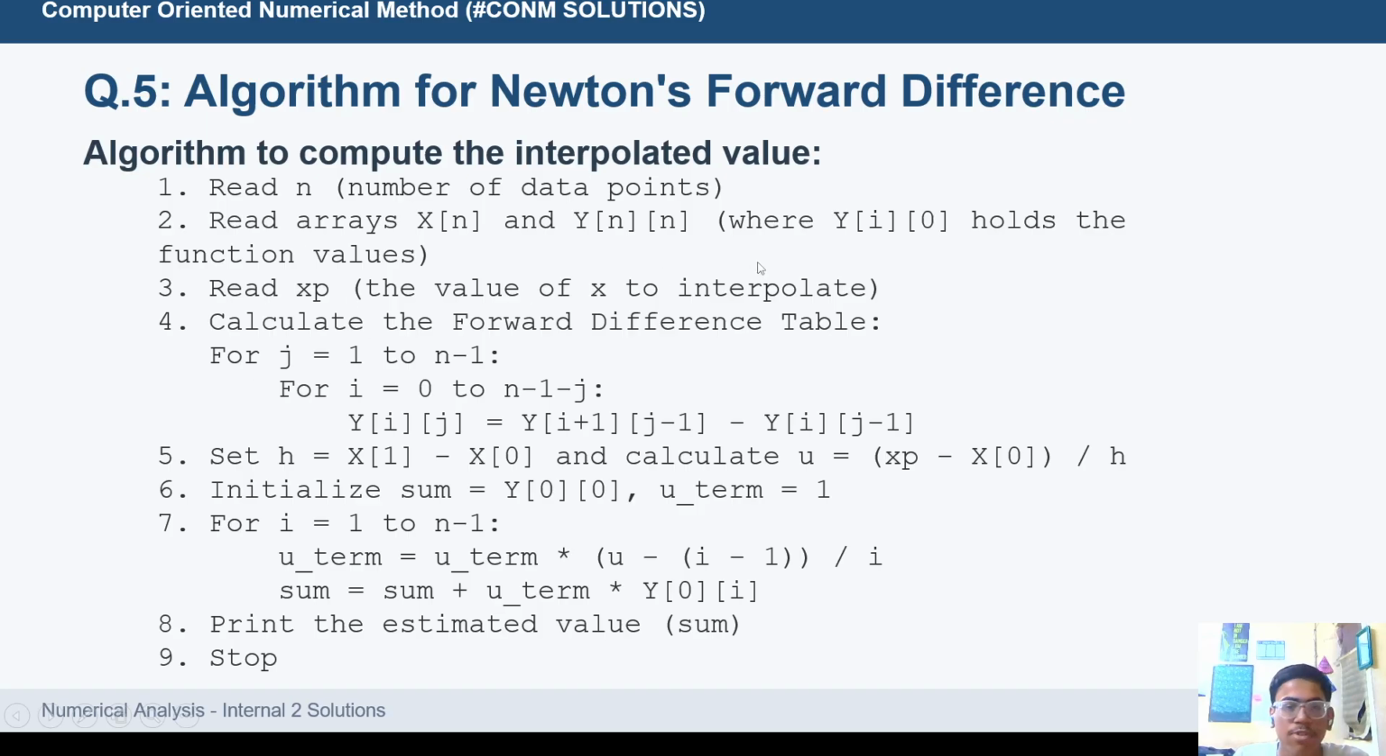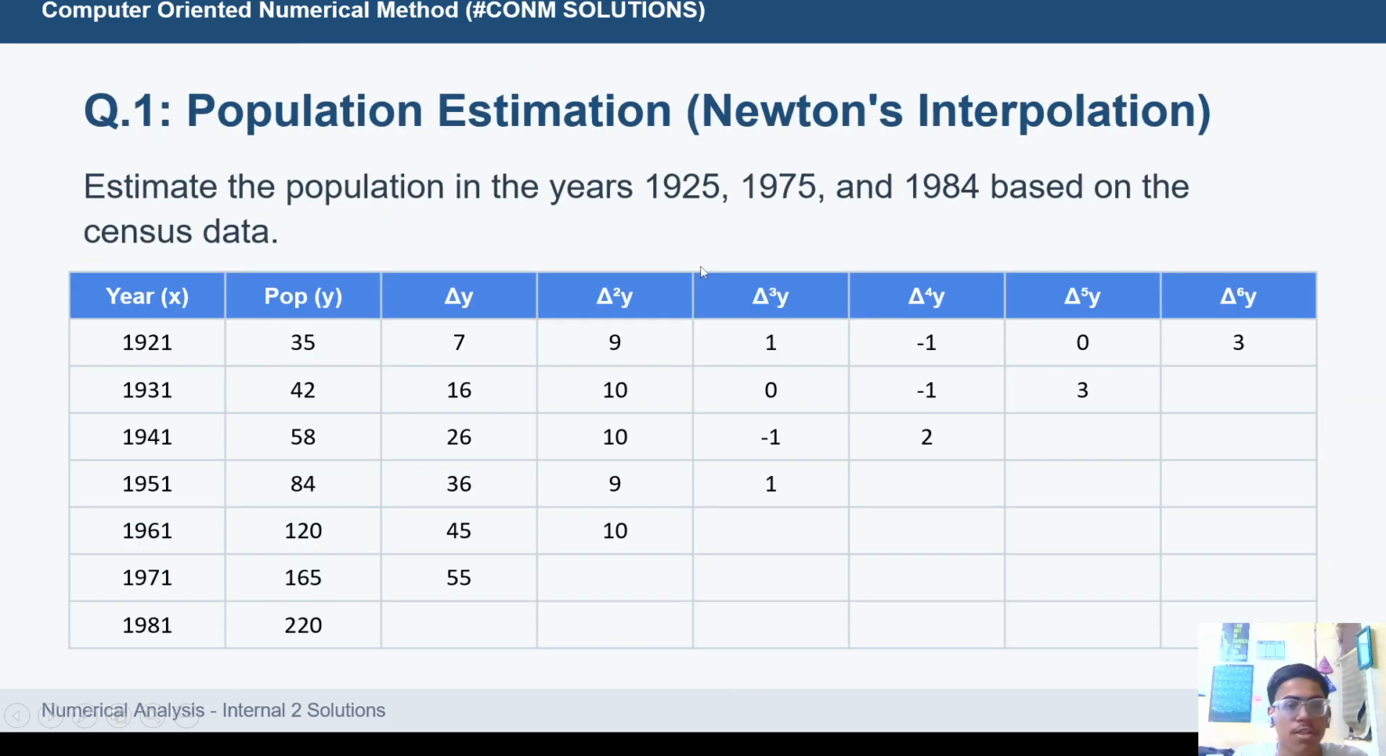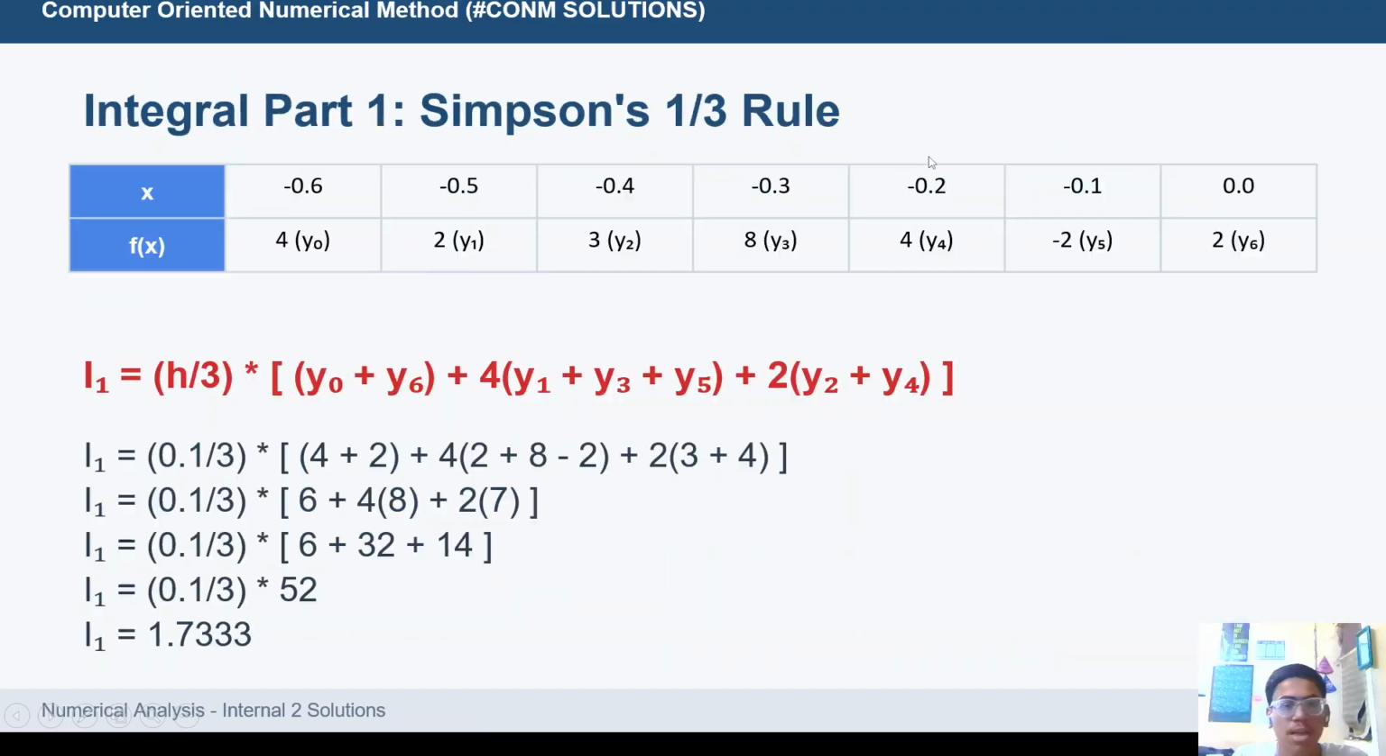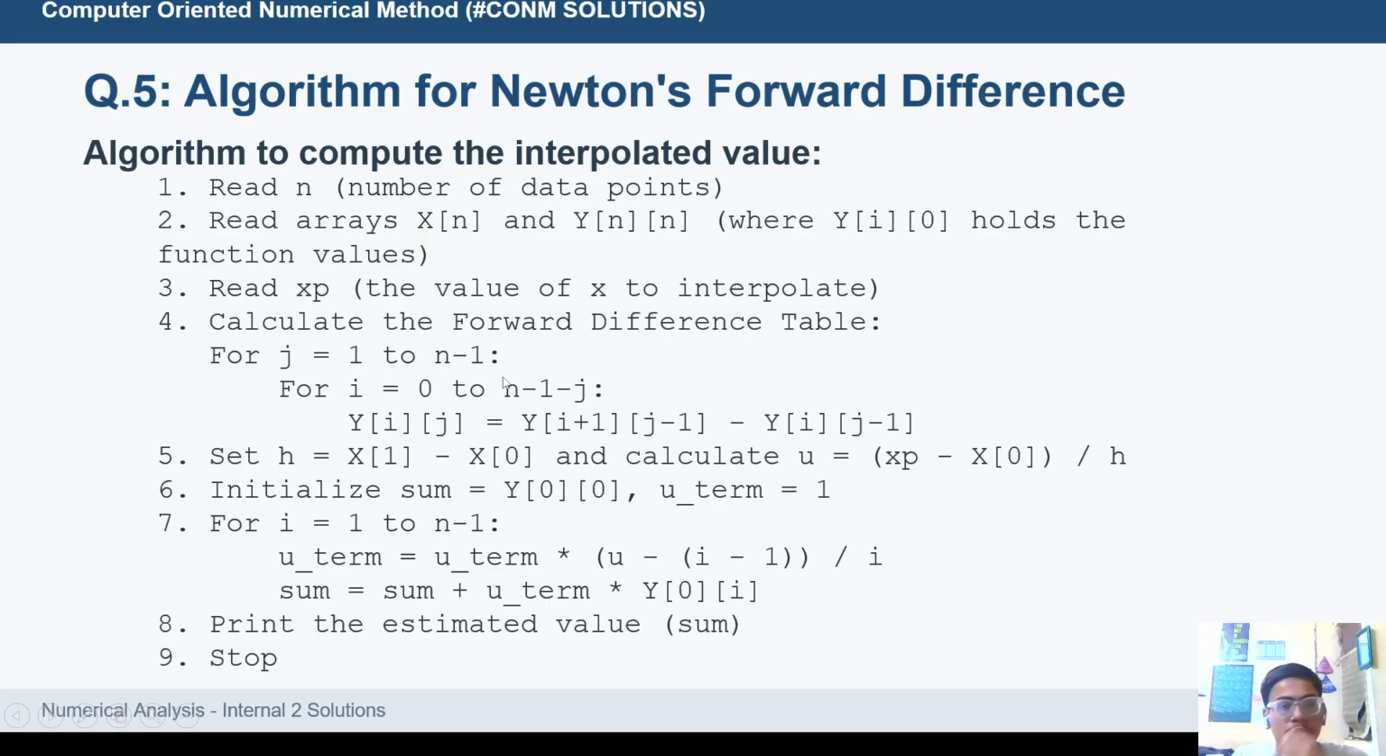Next, we will construct the forward difference table. For constructing it, we will form a for loop from j equal to 1 to n minus 1, and secondly a for loop from i equal to 0 to n minus 1 minus j. And y[i][j] will be equal to y[i+1][j-1] minus y[i][j-1]. So the forward difference table can be calculated using these two for loops.